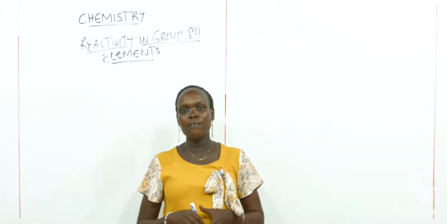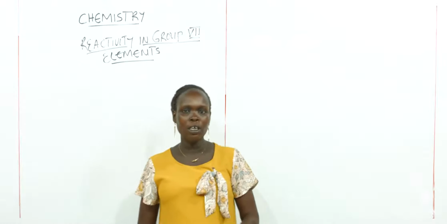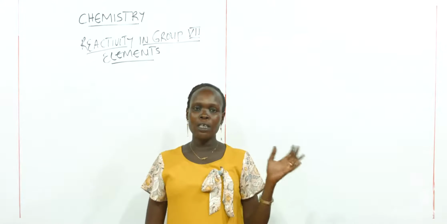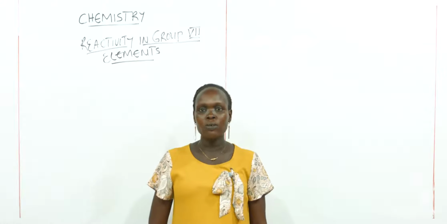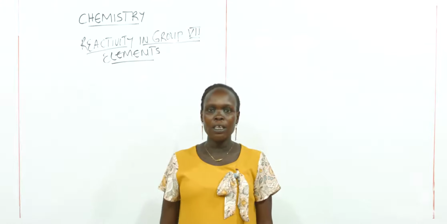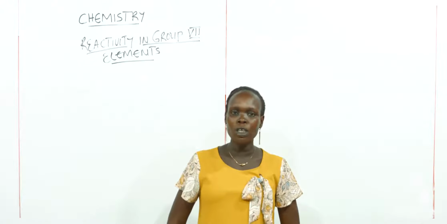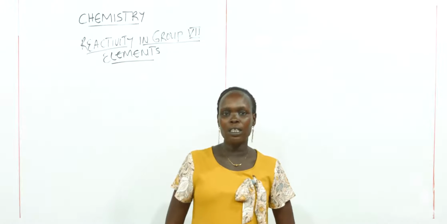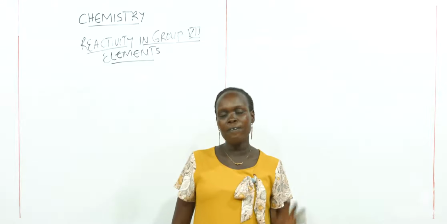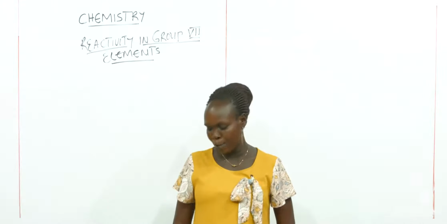So if we talk of reactivity in group 7, we are talking of their reaction with other reagents. We know the group 7 elements: fluorine, bromine, chlorine, iodine, astatine. So it means there are 5 elements in group 7.